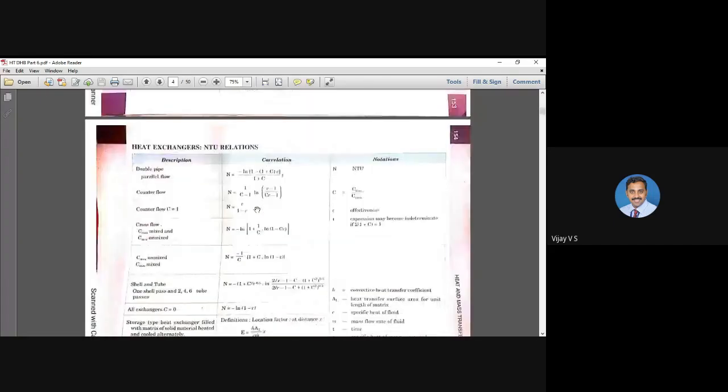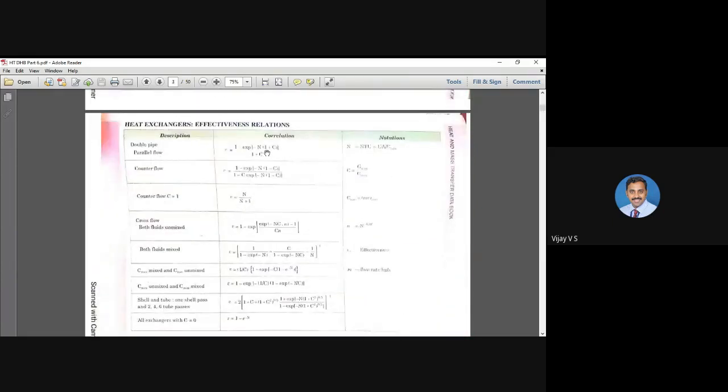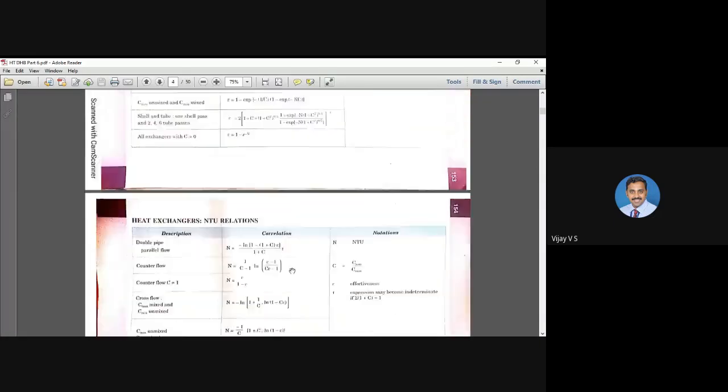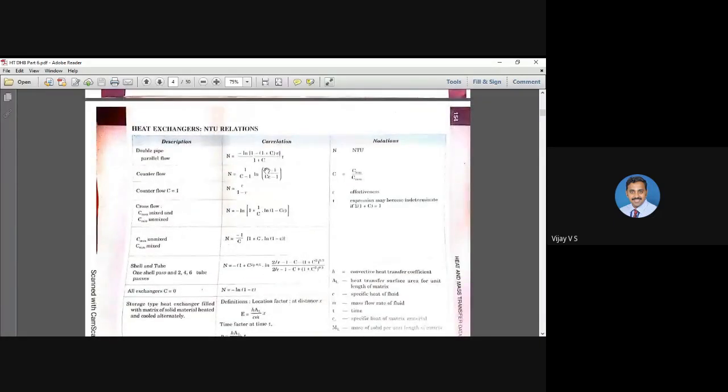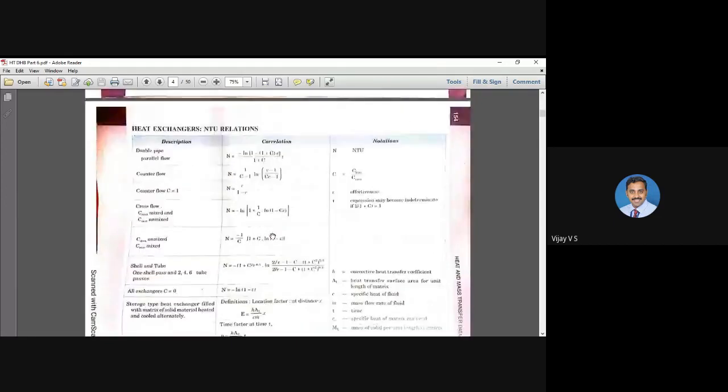Instead of using this formula, here they have given the same formula. This is for the NTU relation. So directly you can substitute for effectiveness and C and you will get NTU directly. Instead of substituting here and again rearranging this, you can use the formula in this page directly to find out NTU when effectiveness and C are given. So these are the formulas used.